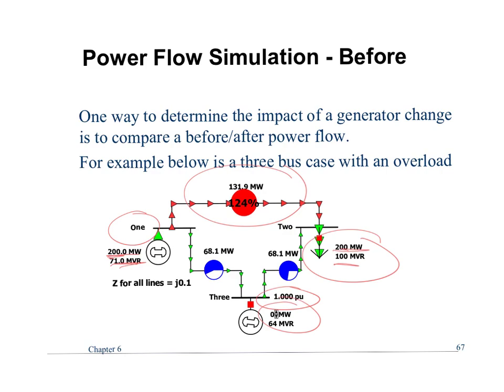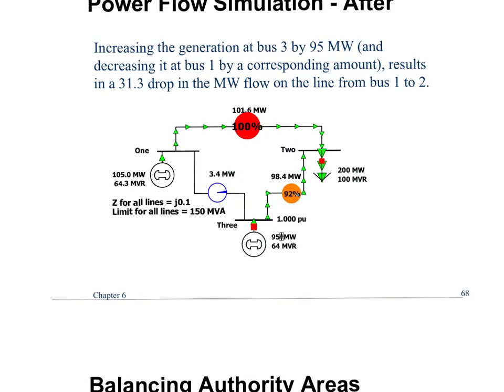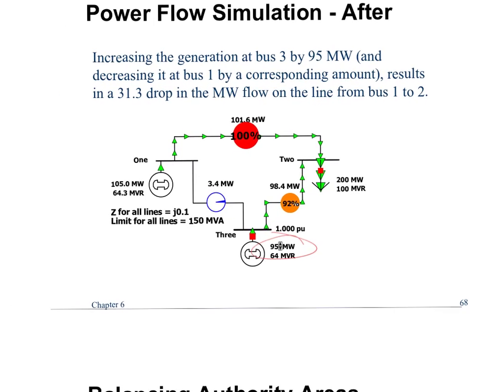So it is overloaded. What if I now put some real power out? So now I bump this up to 95 megawatts. This drops down to 105 to make up the difference. But look at my line. Now I'm right at 100%. I can't tweak it too much because I've got 92% going through this line. So I might be able to do a little bit more, but not much.